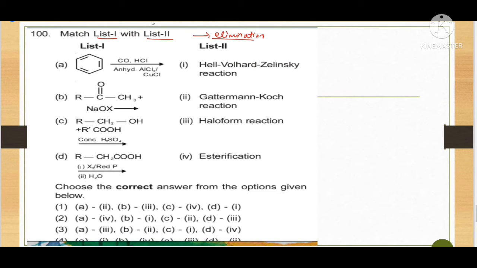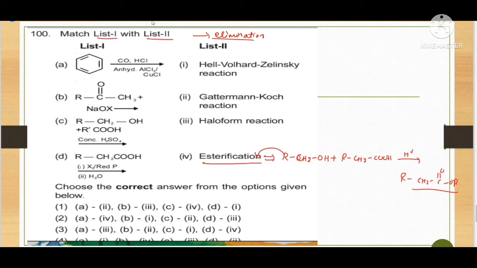Okay. Here list 1 are reactions and list 2 are named reactions. Here are their names. I start with the esterification. Why? Because it is very simple. Esterification means the reaction of alcohol with acid. Let us suppose RCH2COOH in the presence of H+ forms an ester, that means CH2–C(=O)–R. This is called esterification.